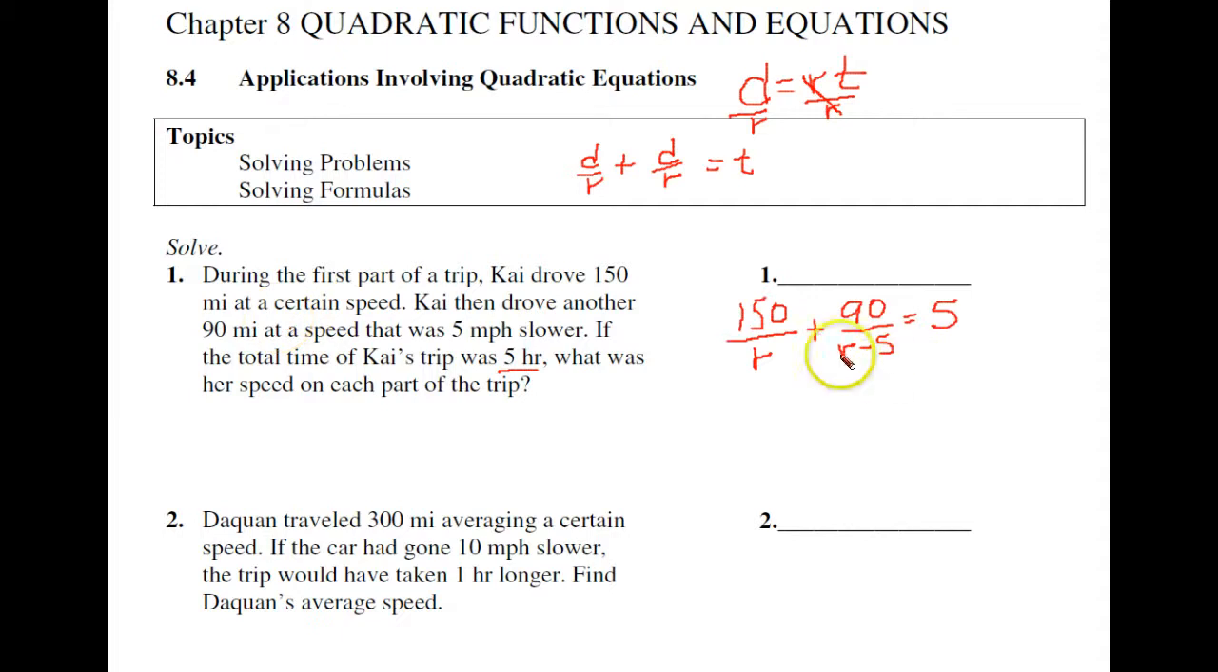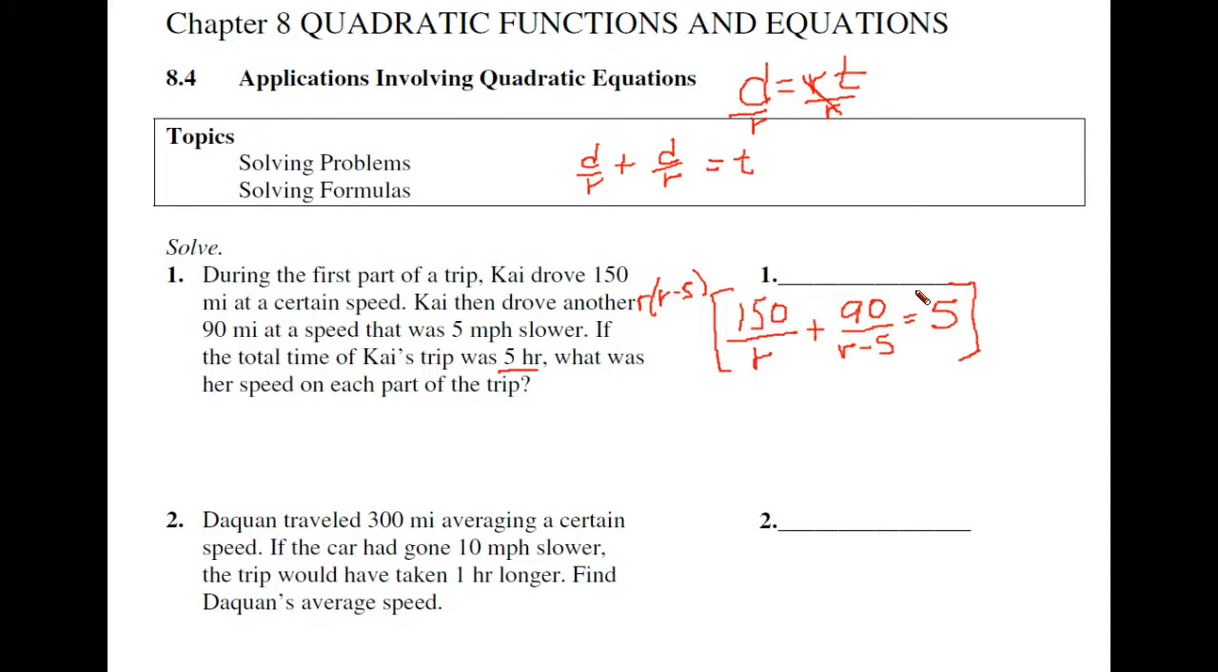So, for this first one, Kai drove 150 at a certain rate. This is time. Distance divided by rate. Then another 90 miles, but went 5 miles an hour slower. And the whole trip was 5 hours. So you're going to multiply here by the lowest common denominator, which is r, and r minus 5. Each term, get your quadratic equation and solve it as best you can.